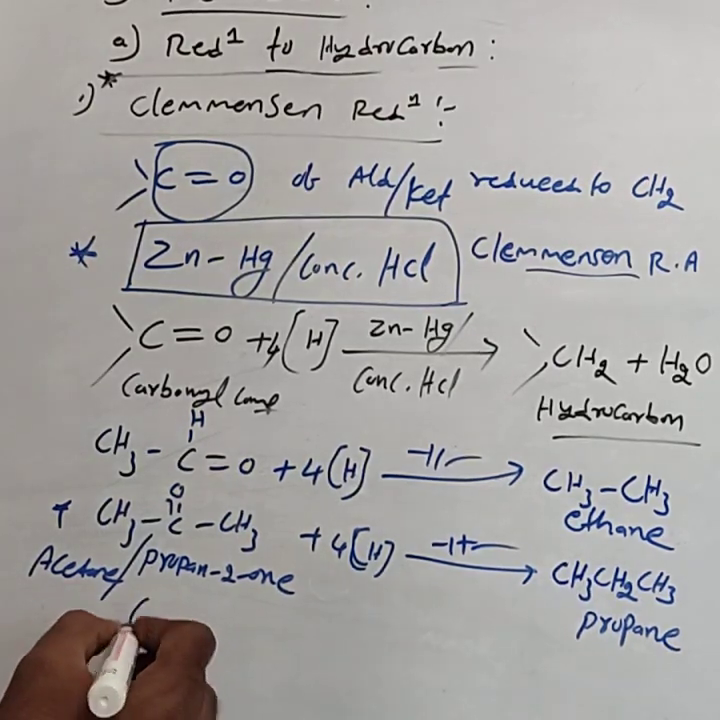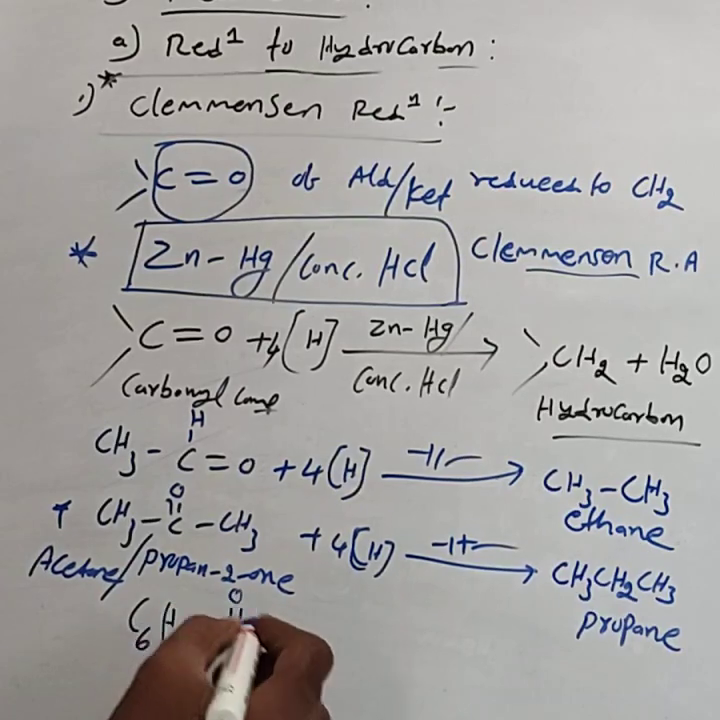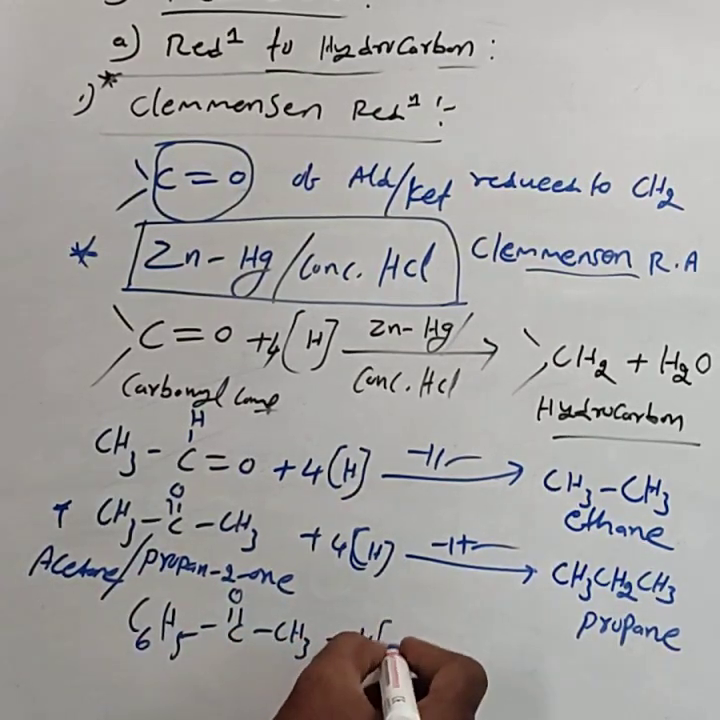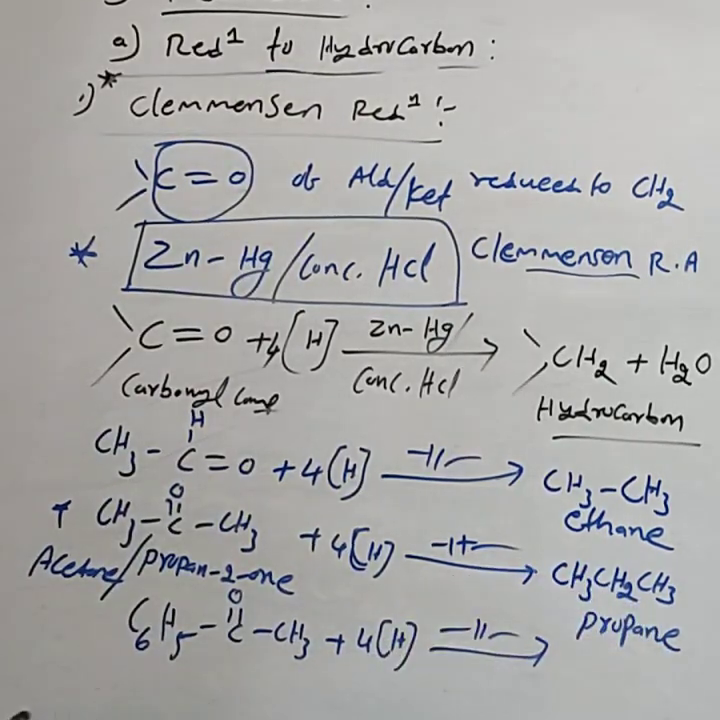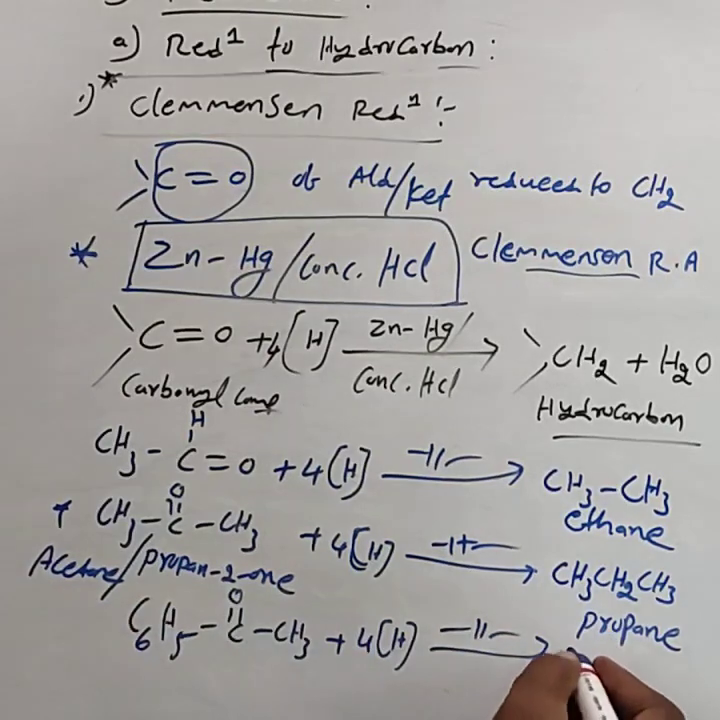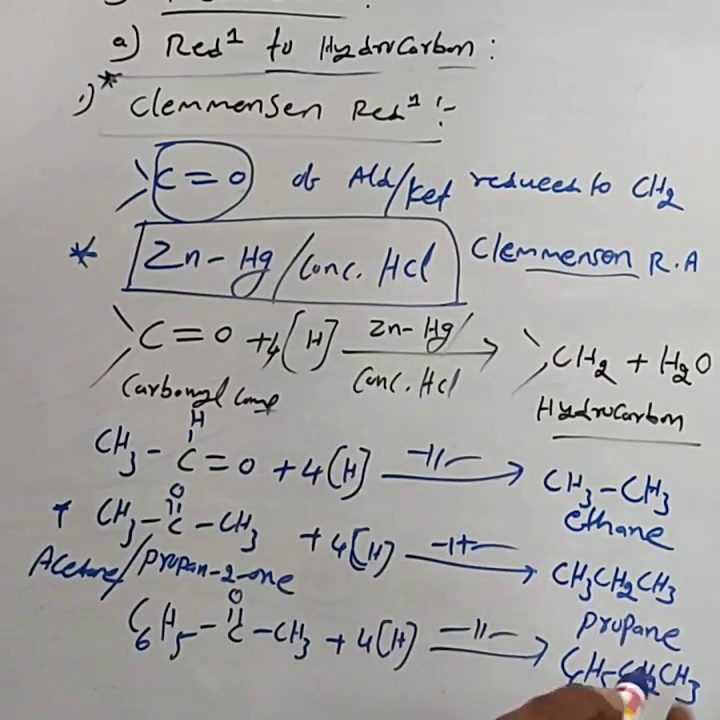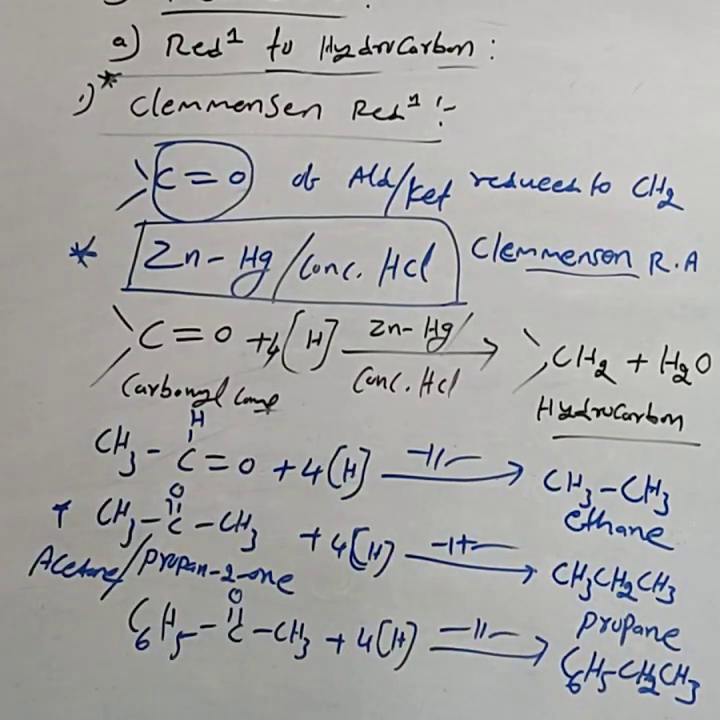Similarly, you can write acetophenone, C6H5COCH3. Acetophenone on Clemmensen's reduction, CO again converted into CH2, means C6H5CH2CH3. It is ethylbenzene. This is about the Clemmensen's reduction, a most important one.